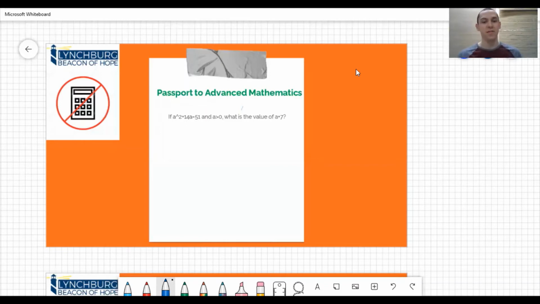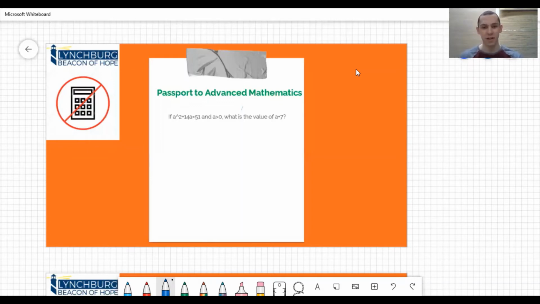The problem says: if a squared plus 14a equals 51 and a is greater than 0, what is the value of a plus 7? Before I go any further, remember, this is a video. If I ever start going too fast or you miss something, you can pause it or rewind or do whatever you need to. Once I get everything written out, if you want to pause it and try to solve it yourself before you watch me do it, do whatever is best for you. You can watch this as many times as you need to, so you're best prepared and have complete mastery over this type of problem.